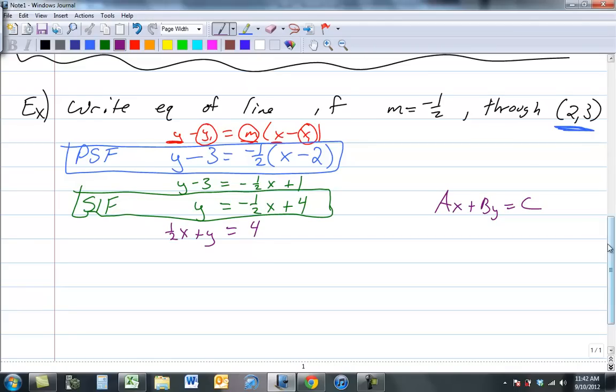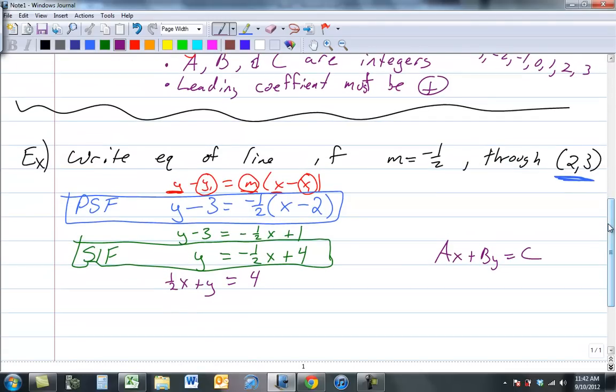Now, remember, standard form has 2 rules. Leading coefficient must be positive. Check. That's the leading coefficient here in front of the x. But a, b, and c must be integers. The x coefficient has a fraction, so we have to get rid of that. If you ever have a fraction, you just multiply everybody by the denominator. So in this case, we're going to multiply by 2.